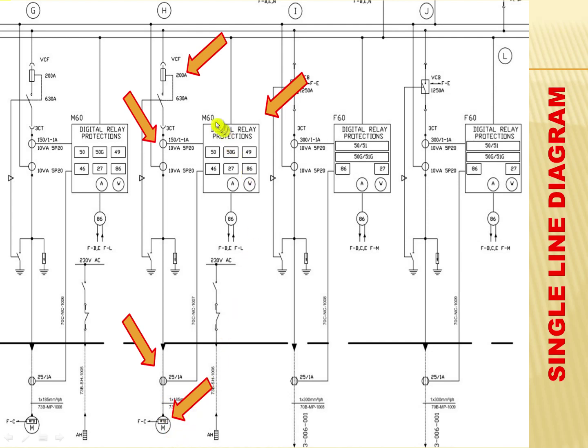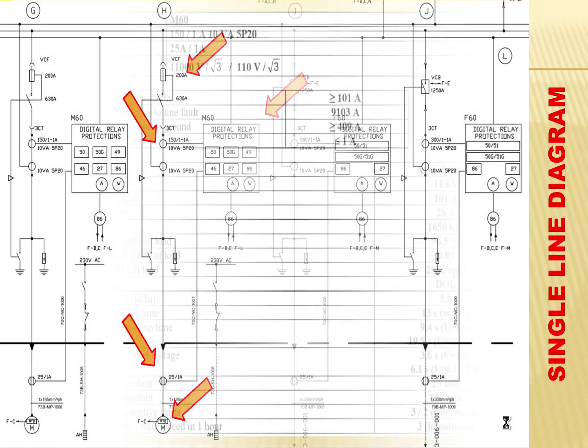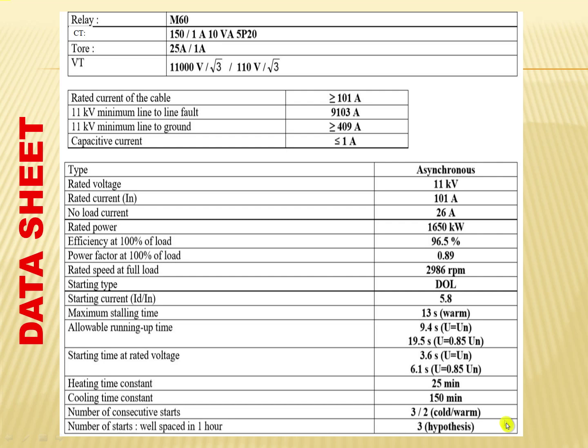And this will be our protective device. It's a combination of fuse, a 200 ampere fuse and a 630 ampere contactor. So we have now in our data sheet of our motor.